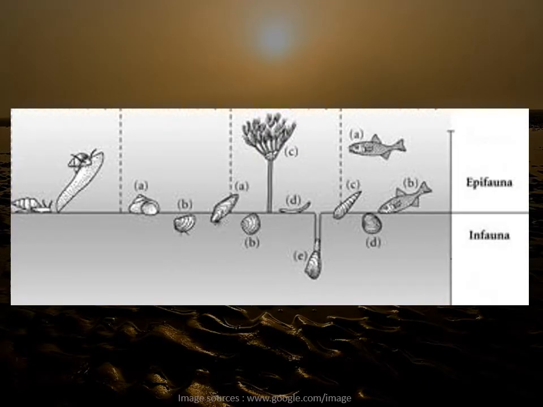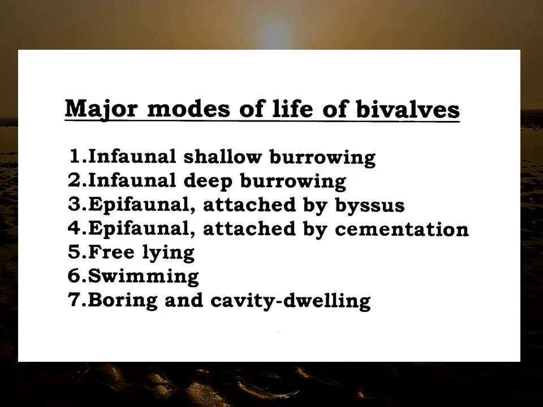Now, if we try to divide the living environmental condition of bivalves in a broad way, we can divide them into two groups. The first one is the epifauna, which lives above the substrate, above the sediment surface, and the second group is infauna, which lives within the substrate, that is within the sediments or within the rocks. So broadly there are two groups, epifauna and infauna. Depending on this epifaunal and infaunal nature, there are altogether 7 major modes of life found in bivalves.